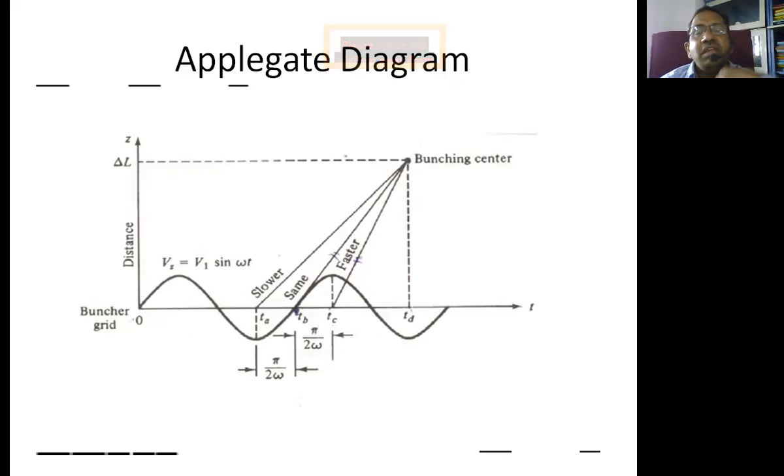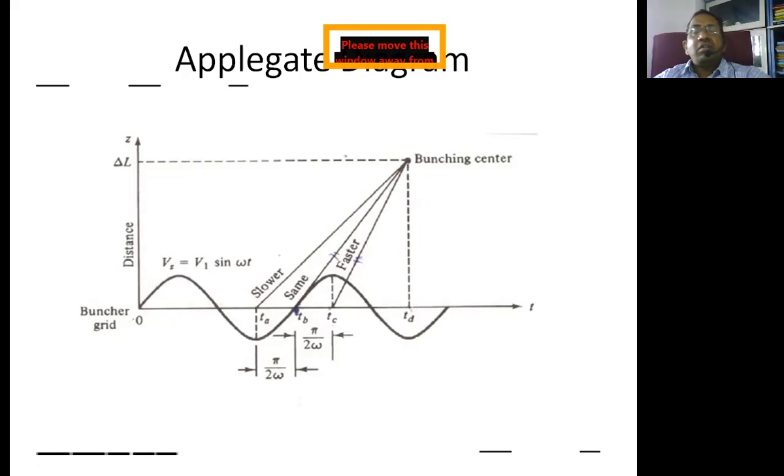Now, if you see, electron A is coming at a negative part. That means it is deceleration. It is going to get decelerated here, and therefore the velocity is going to become slow. Now here it is coming in the positive part, so it is going to get accelerated. So therefore the electrons are going to go at a faster pace.